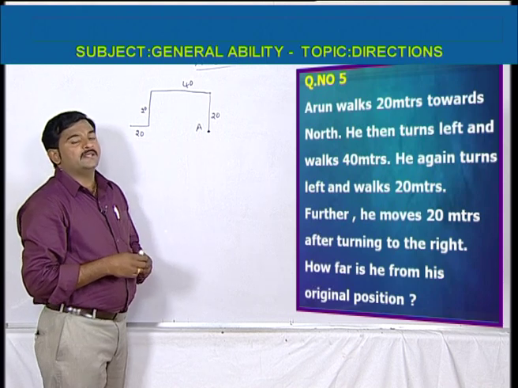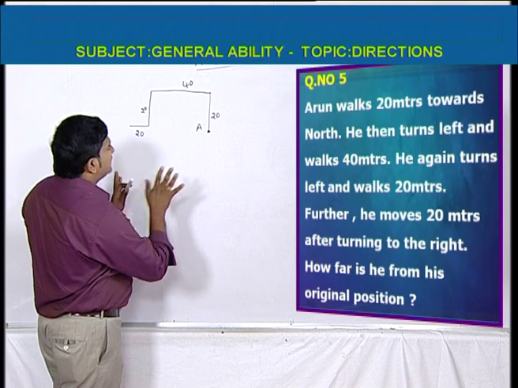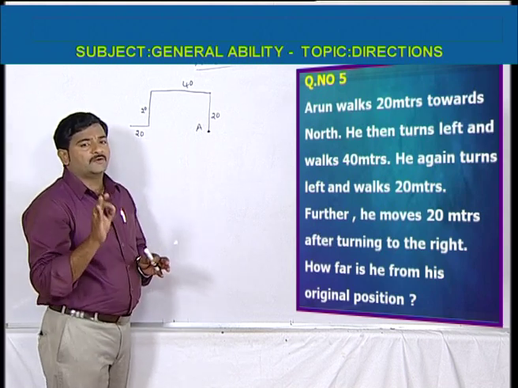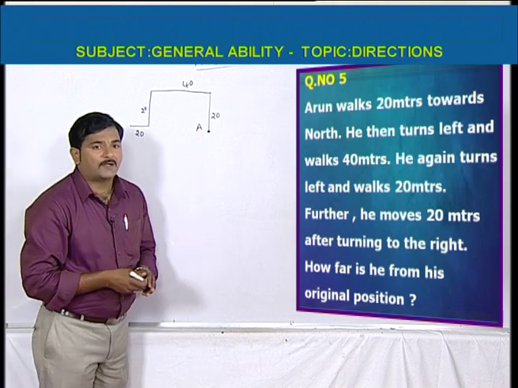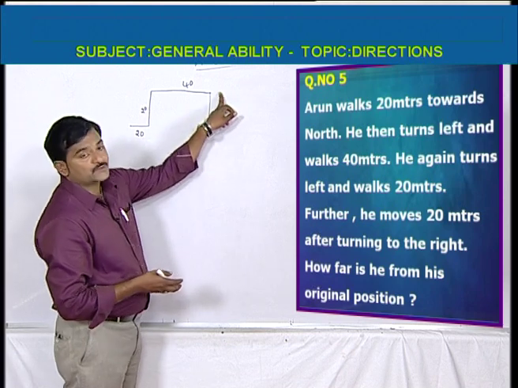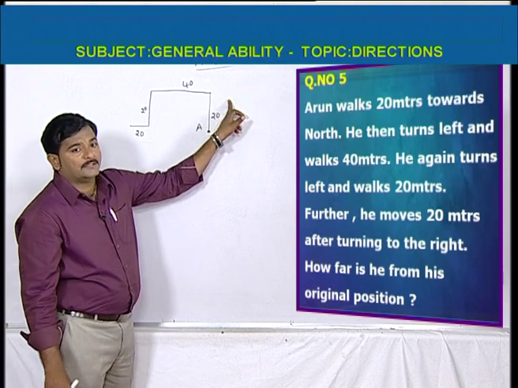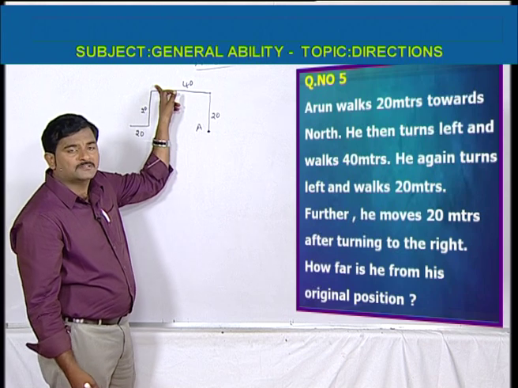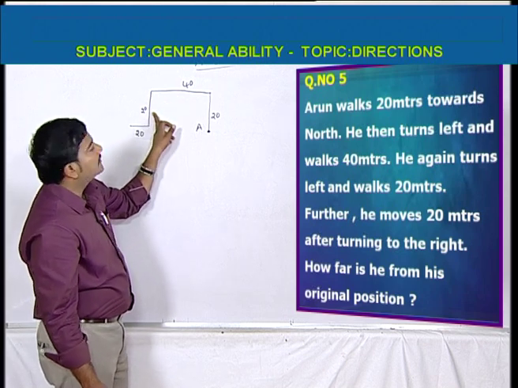Then what is the given question? How far is he from his original position? I repeat the question. Diagram is very clear. Just read the question once again. Somewhere you have to consider the initial point. So now initial point is A. Arun walks 20 meters towards north. Then again he turns left and walks 40 meters. Again turns left and walks 20 meters.